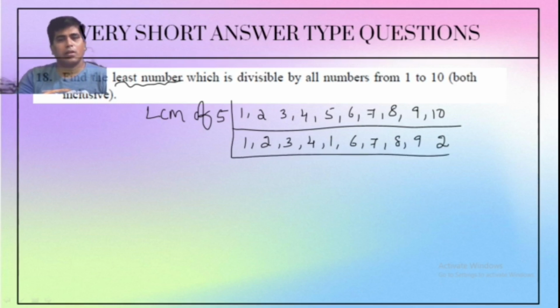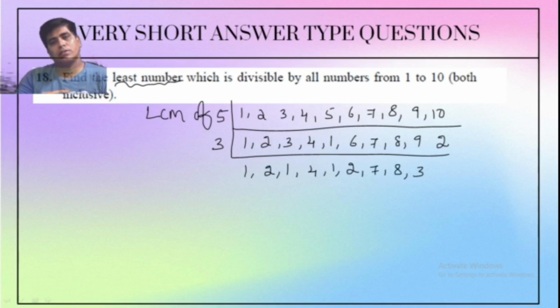Next I will take 3. So 3 ones are 3, 3 twos are 6, 3 threes are 9. So these numbers are gone, and the remaining numbers stay as they are. 1, 2 is as it is, 4, 1 is also as it is, and 7 and 8 are also as they are.